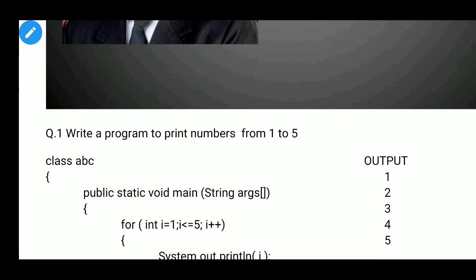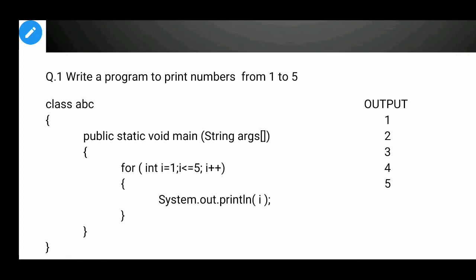Sometimes a question comes: write a program to print numbers from 1 to 5. Very simple. We have discussed this type of program before also. So we have to declare a class named anything, for example ABC. You can say class Numbers, whatever you like, but it should be related to the program.